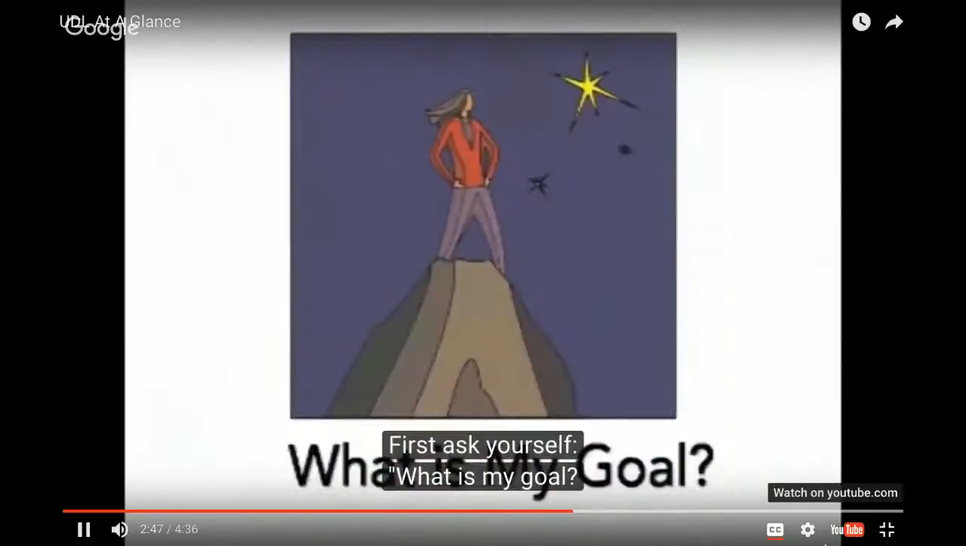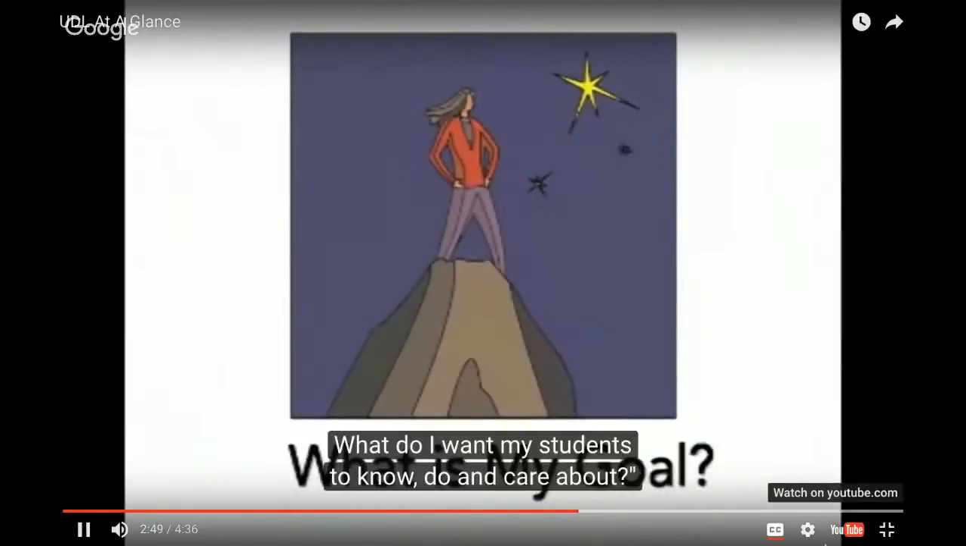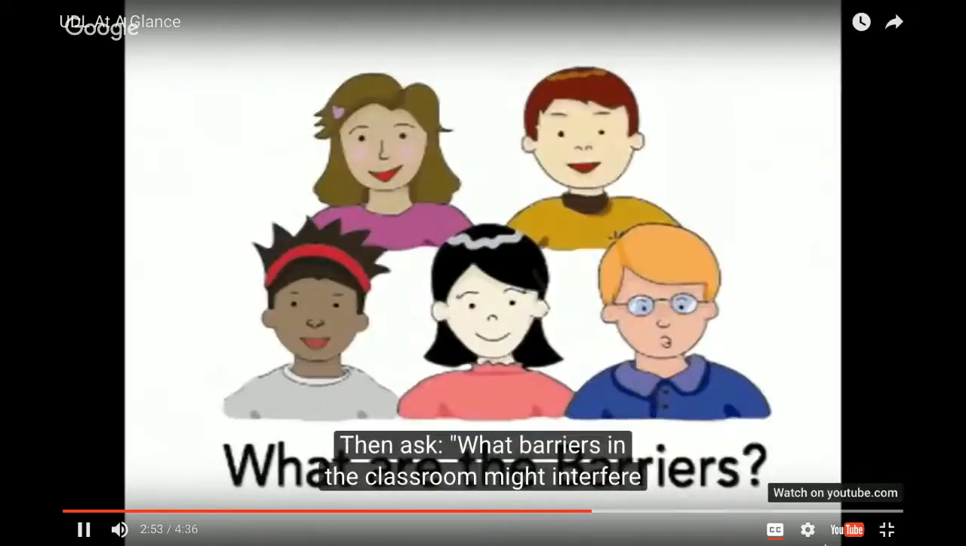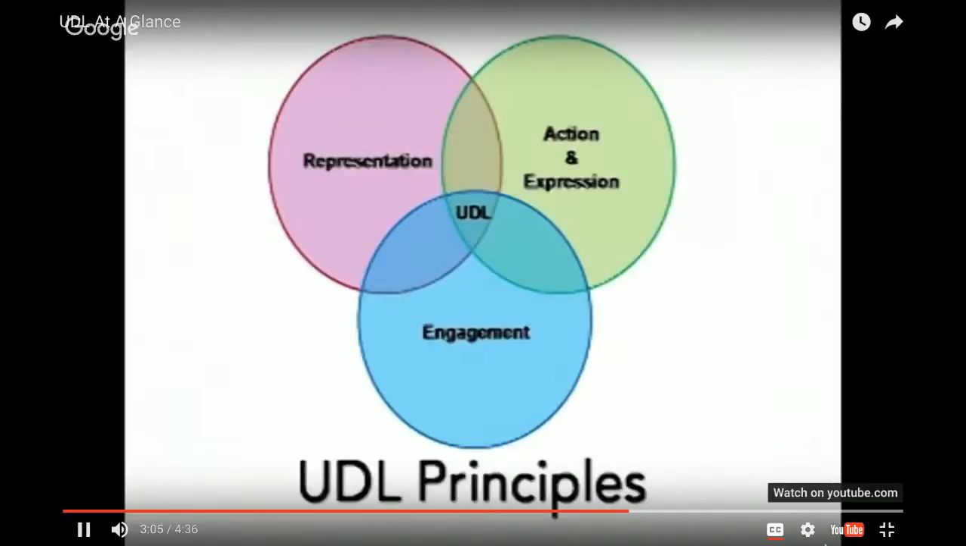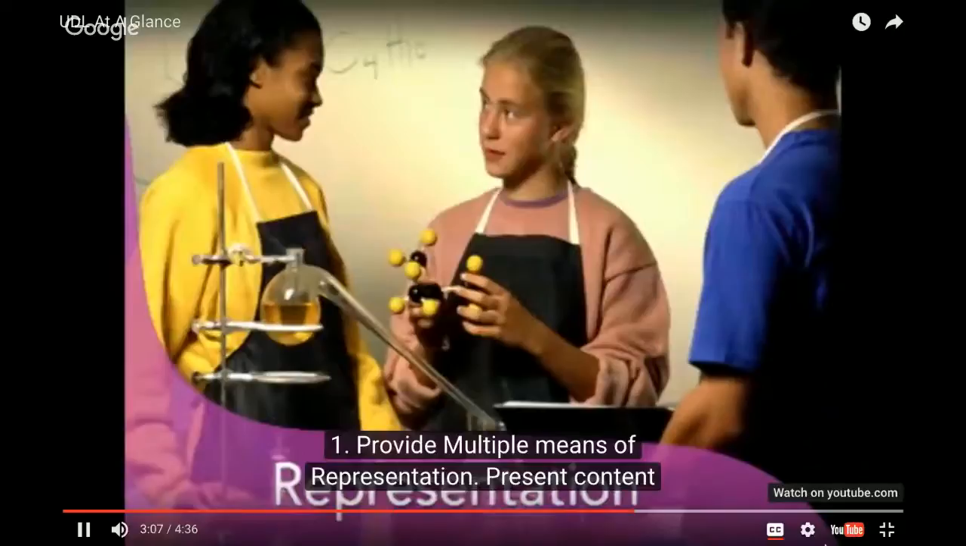First, ask yourself, what is my goal? What do I want my students to know, do, and care about? Then ask, what barriers in the classroom might interfere with my diverse students reaching these goals? To eliminate the barriers, use the 3 UDL principles to create flexible paths to learning so that each student can progress. Number 1, provide multiple means of representation.